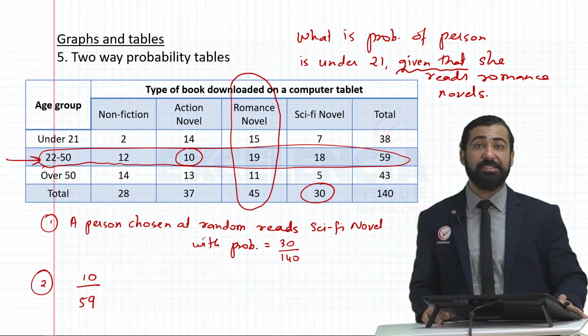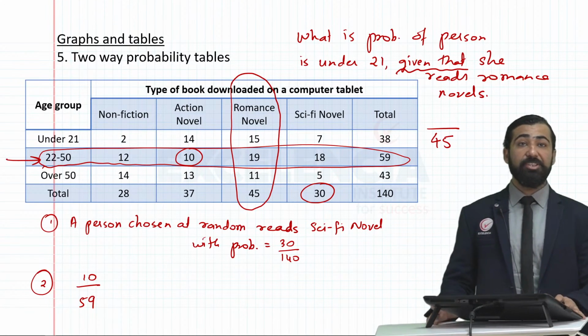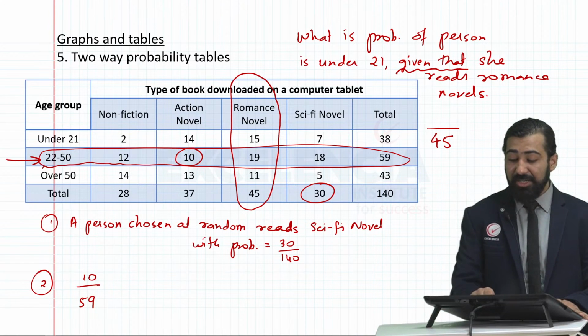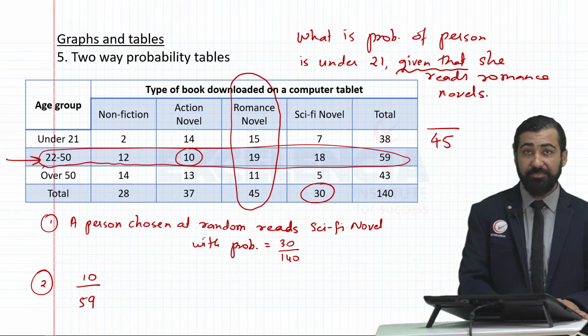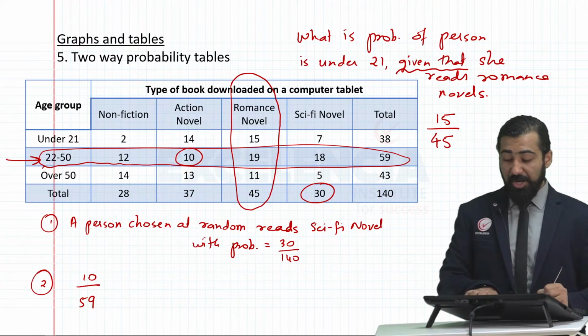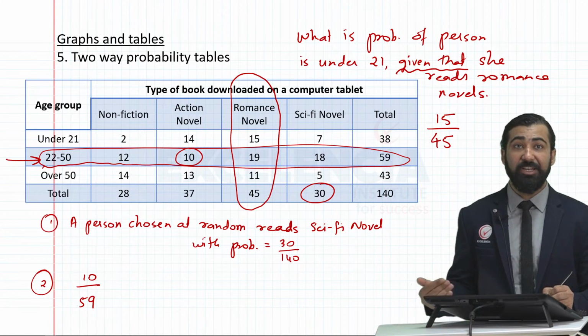Okay, I'm looking at this subgroup. So whatever my answer is, it's going to be out of 45 because I'm looking at a population of 45 people this time. Out of this, I want persons under the age group of 21. Out of 45, 15 people are under the age group of 21 who are reading sci-fi novels. Hence, my probability becomes 15 out of 45.